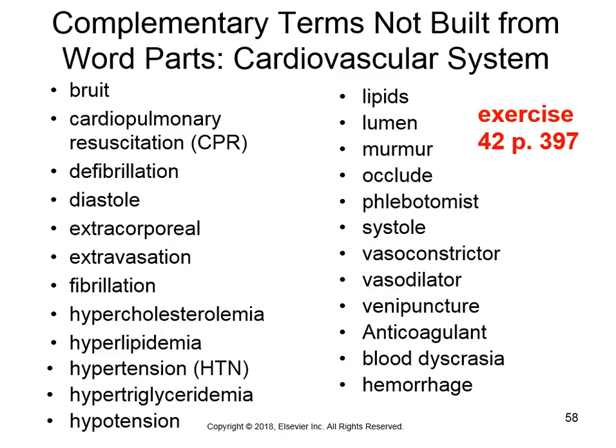Blood dyscrasia is some kind of pathologic condition of the blood. So there's something wrong or you're having some kind of blood disease. And then a hemorrhage is bleeding, rapid loss of blood. That was a ton of words. So please try exercise 42 to go through all of them once. These are not from word parts, even though a lot of them sound like they are. So just make sure you go through.